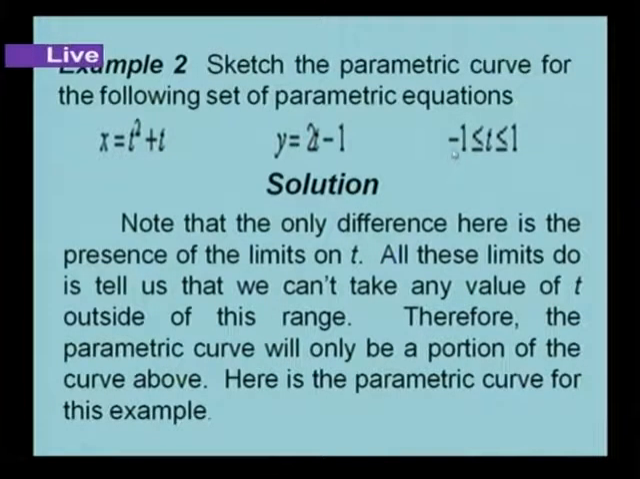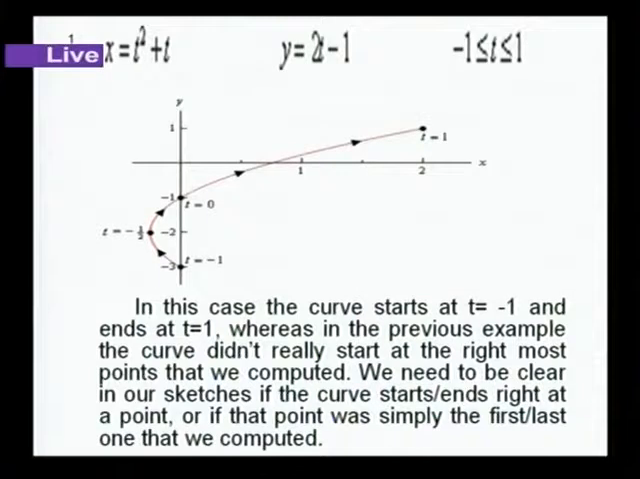Here, minus 1 to 1, we are taking these limitations. Note that the only difference here is the presence of a limit on t. The only difference from the earlier graph is this limitation. Here you see it is also a parabola, with the limits from minus 1 to 1.